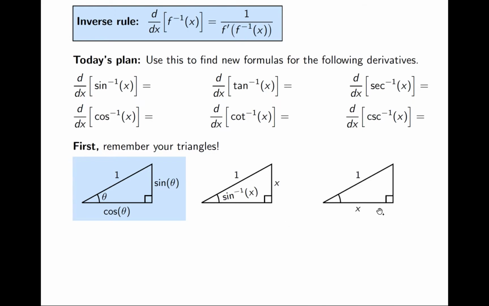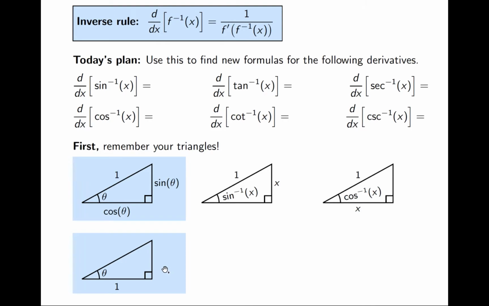Likewise, if we have the same right triangle with hypotenuse 1, but the adjacent side is x, then cosine of this angle would be equal to x. So this angle is cosine inverse of x. It's the angle where if you took cosine of it, you'd get x. So this is our picture, our geometric description of cosine inverse of x.